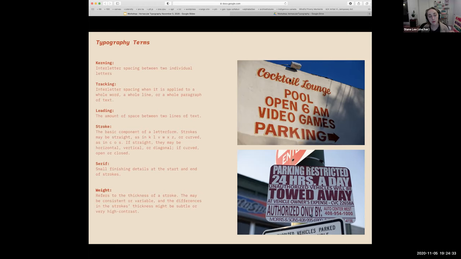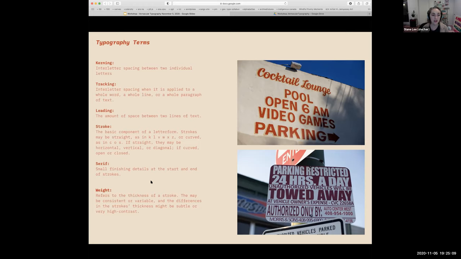And then you probably know this, serifs are small finishing details at the start and end of strokes, and weights refer to the thickness of a stroke. The stroke can be consistent or variable, and the differences in the stroke's thickness can be subtle or very high contrast. And so I think that this vocabulary will probably give you the specificity that you would need to talk about the typography that you see.